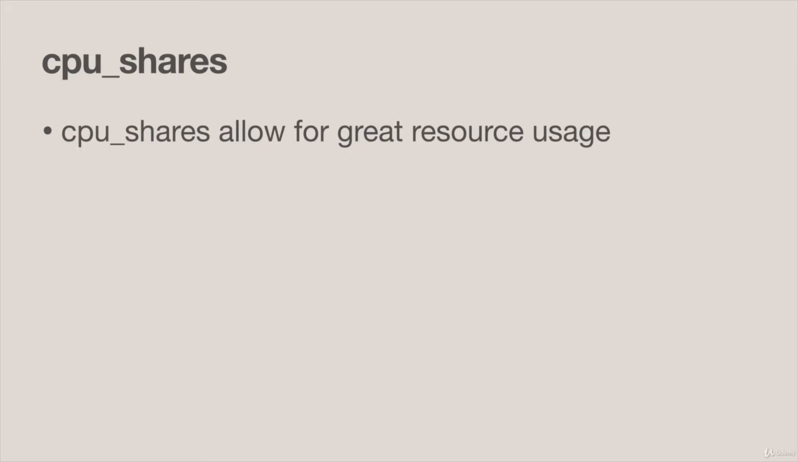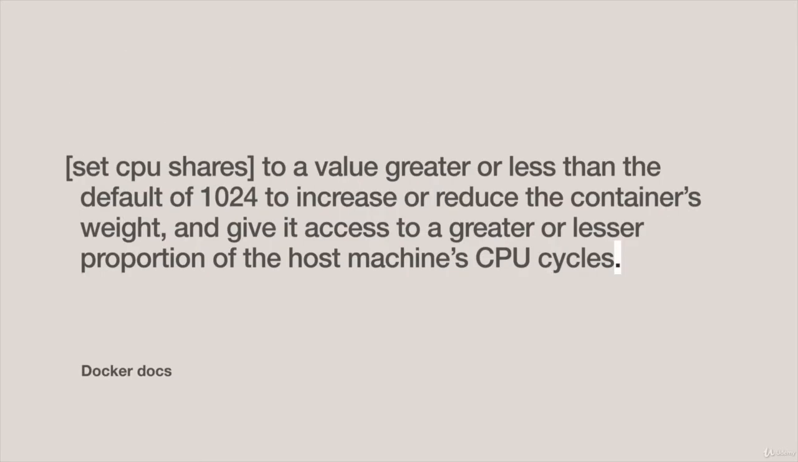And we'll compare them to CPU quota in the next video. So CPU shares are a feature of control groups. So how does Docker use them? Well, you can explicitly set CPU shares when you start your container. And by default, they all get 1024.